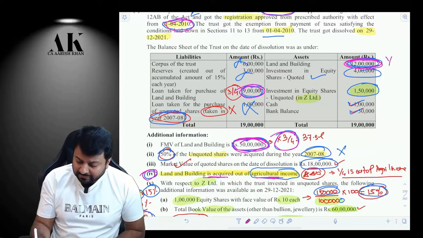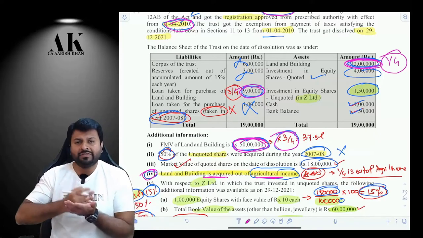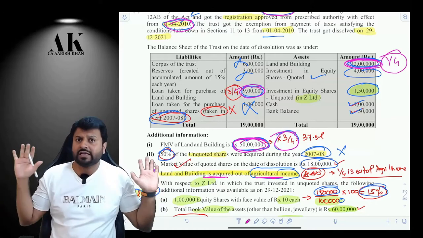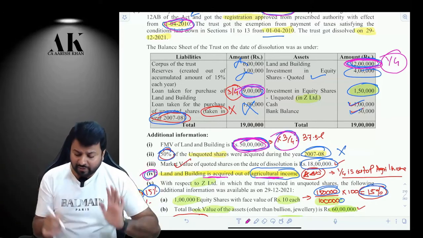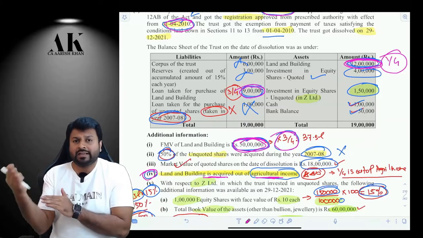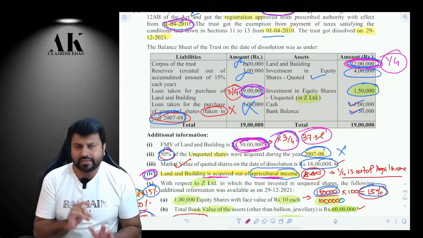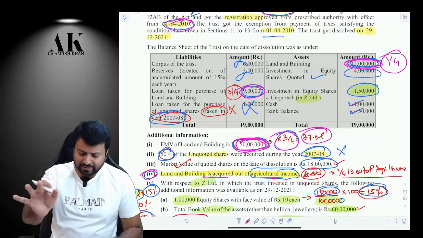Therefore, only 1/4 of the land is bought from agriculture income. So if any asset is bought from agriculture income, that should not form part of accredited income. It is very clearly written in the law in 115TD. Therefore, 1/4 of the asset is bought from agriculture income. Therefore, out of 50 lakhs, I am not taking 1/4 of the asset. I am only taking 3/4 of the asset. I am taking 37.5. Please check it over there.